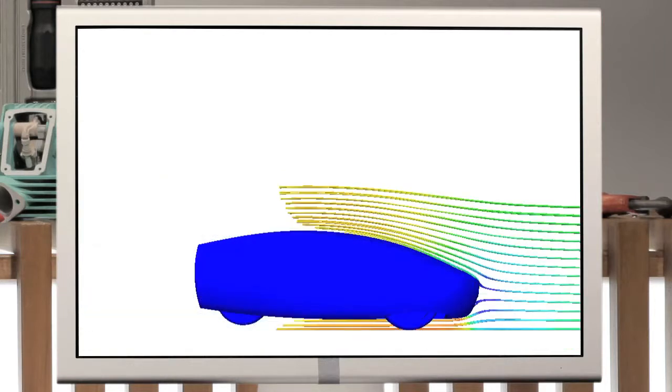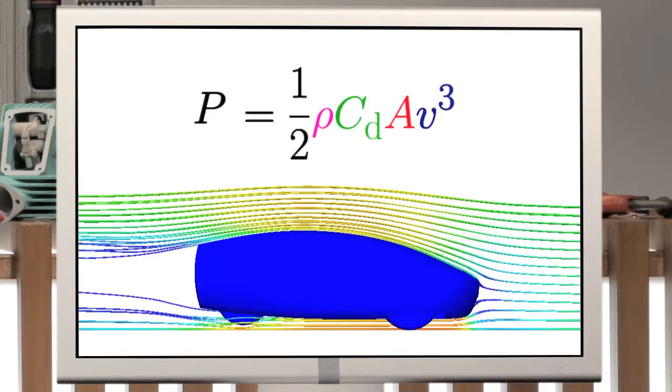You can improve the shape, but the equation tells us that the most effective way to reduce losses from drag is to reduce speed. Since velocity is cubed, doubling velocity means 8 times more power lost to drag.